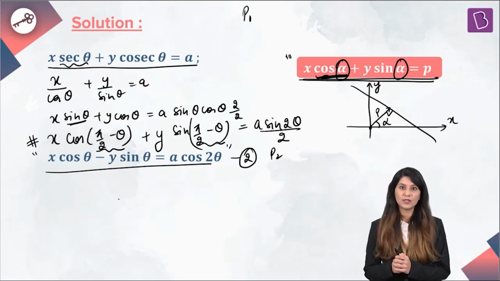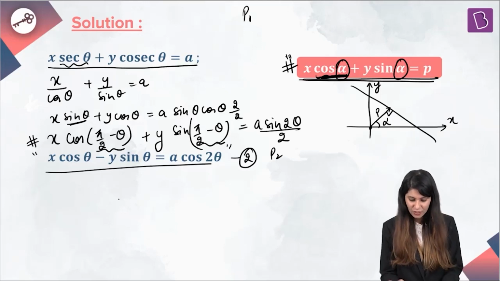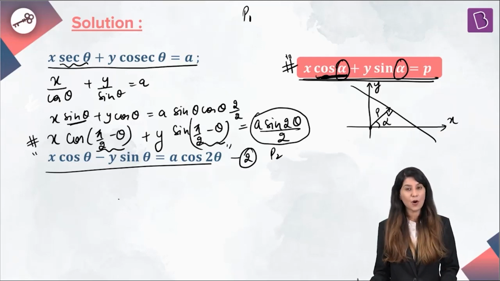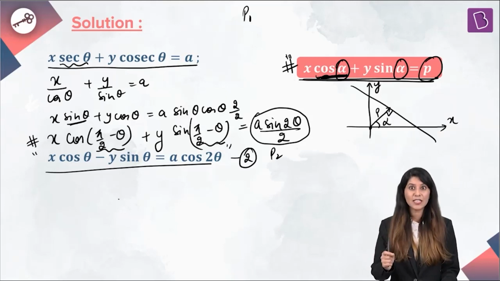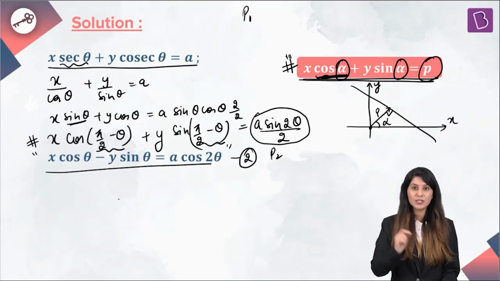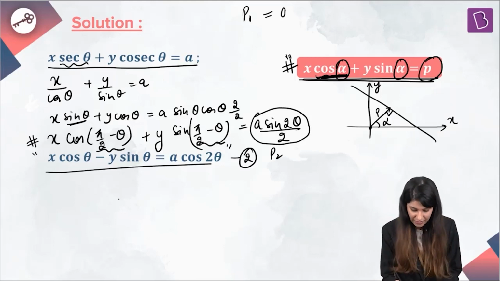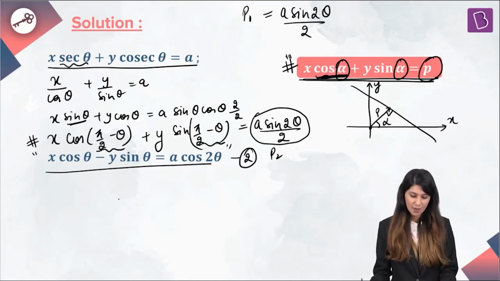isn't it? A sine 2 theta by 2. Now, if I compare this equation with the normal form, what do I get? I clearly can see this is P of first line. Isn't it? On the right hand side, we are left with just P, and P is the perpendicular distance from the origin to this particular straight line. So P1 in this case will be what? A sine 2 theta by 2. P1 is sorted. In similar manner, we need to talk about straight line number 2.